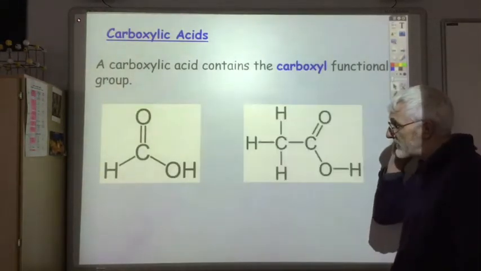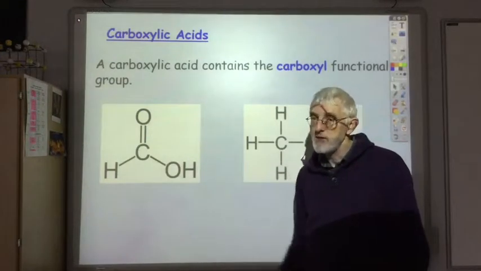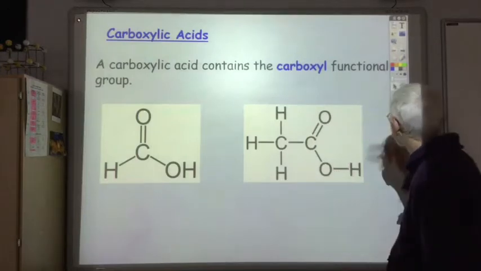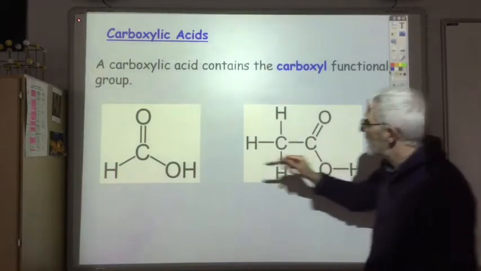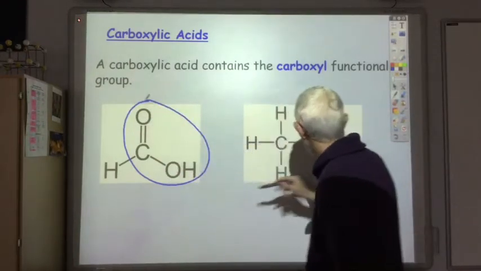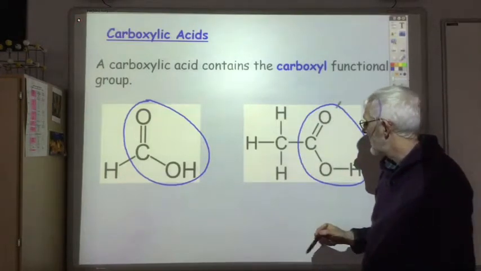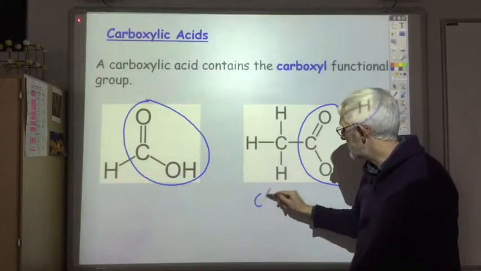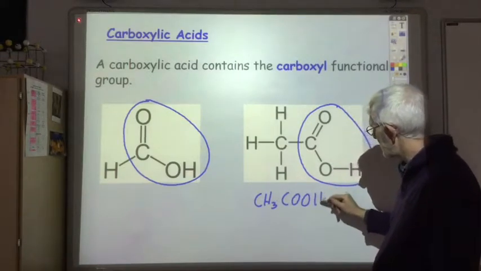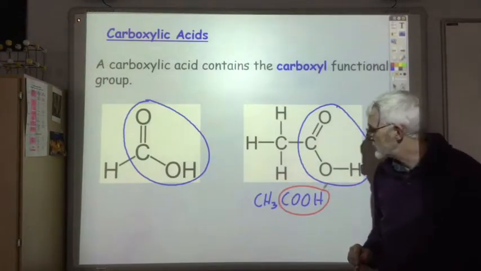So here's the first two carboxylic acids. 1 carbon, methanoic acid. 2 carbons, ethanoic acid. The carboxyl functional group is the C double bond O OH. C double bond O OH. And if you write it as a shortened structural formula, it looks like that. COOH. That's your carboxyl functional group.